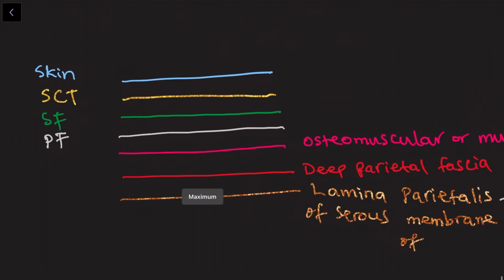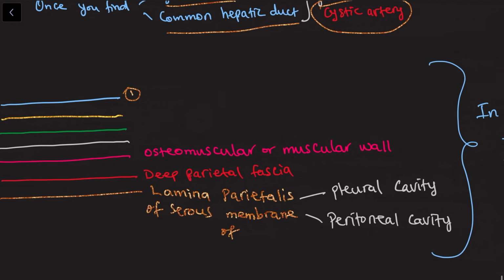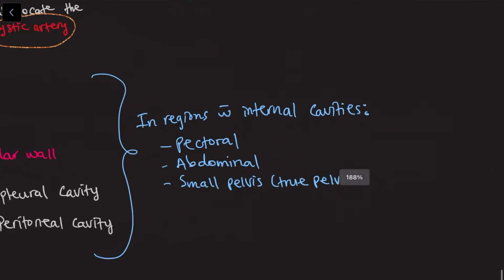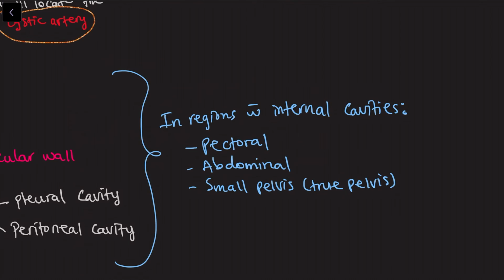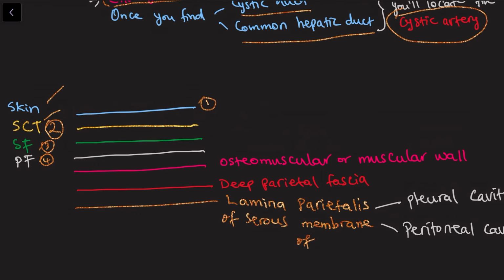Now, again, I remind you of our scheme. You start with the skin, then number 2 is the subcutaneous tissue, then the superficial fascia, and after that you find the proper fascia. Now we are describing the region of the internal cavities, such as the pectoral region, the abdominal cavity, and the small pelvis, also known as the true pelvis. These are the layers you'll find: the skin, the subcutaneous tissue, the superficial fascia, the proper fascia.